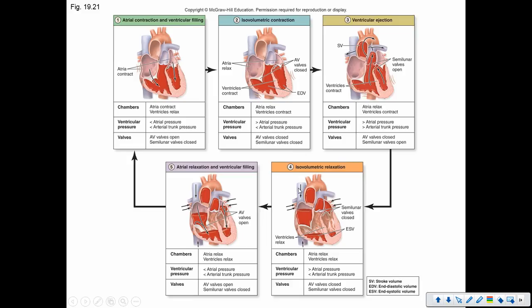Then we get down here to number 4, isovolumetric relaxation. Now the ventricles are pretty much empty, and they're going to relax. Now the blood is going to be essentially sucked back in through the atria. And so we're going to fill the atria now. The atria are going to relax. We're going to start to fill them. And then again, here we have atrial relaxation and ventricular filling. We're back to where we started. So this is the step that we go through. These are the 4 steps of the cardiac cycle.